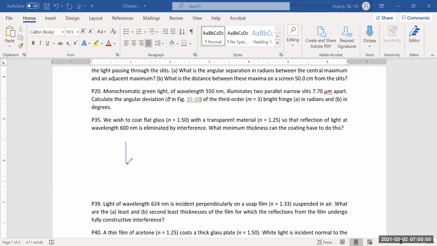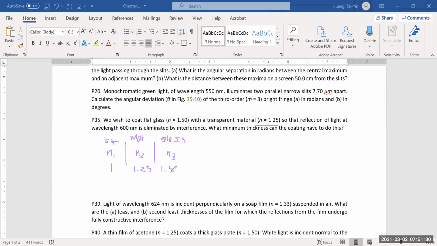So this is thin film interference, and you want to coat glass with the material. We can draw a diagram like this. This is glass, and we wish to coat a material. That is the material, and then this is air. I'm going to call this n1, n2, and then n3. n1 has an index of refraction of 1, n2 is 1.25, and n3 is 1.5.